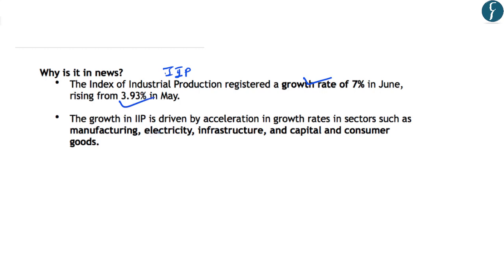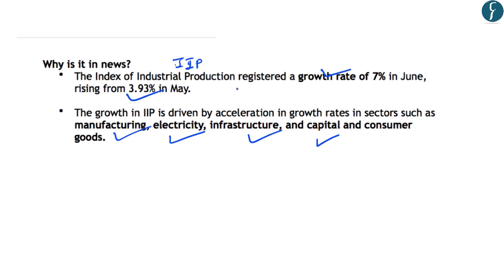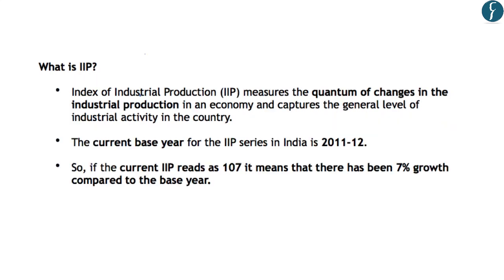Now the growth in IIP is driven by the acceleration in growth rates in sectors such as manufacturing, electricity, infrastructure, capital and consumer goods. So this growth in IIP is because of growth in the sectors like manufacturing, electricity, infrastructure and capital and consumer goods. Now let us understand what is IIP.